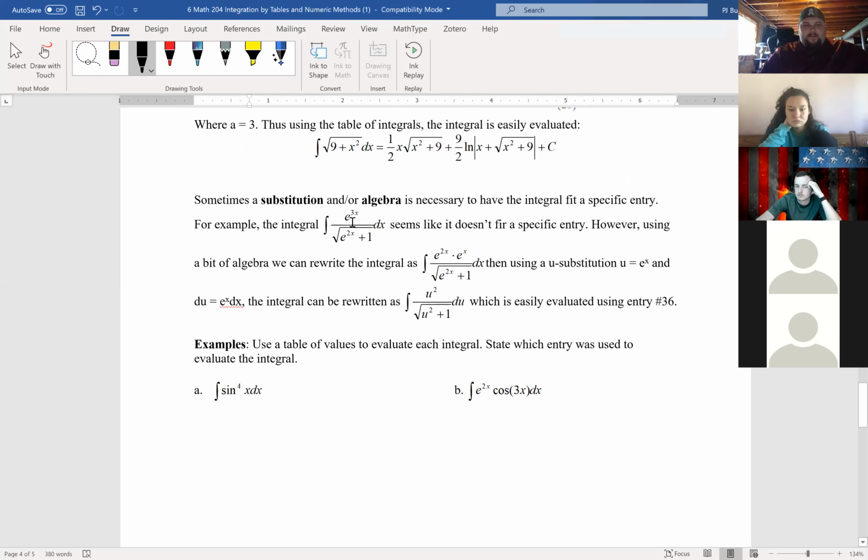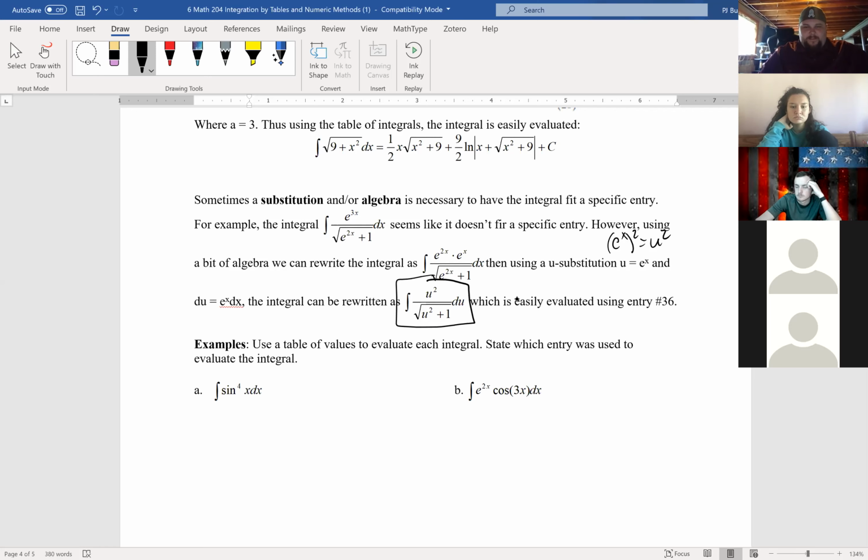Well, if I break this e to the 3x up into e to the 2x times e to the x, right, that's an exponential rule that says if I multiply the same base, I add the exponents. Well, I can do that in reverse. And then I make a u substitution. I say let e to the x equal u. Well, then e to the 2x is really e to the x squared, so that's u squared. So then we get this integral.